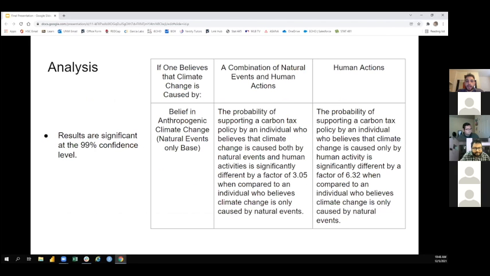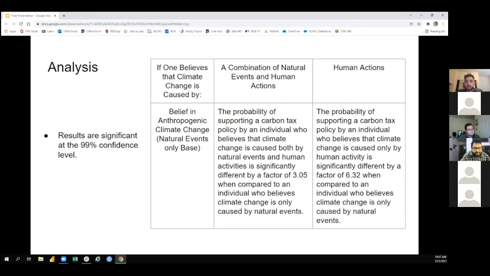And then when looking at the belief in anthropogenic climate change, we used a natural only events base. If an individual identifies that they believe anthropogenic climate change is caused by a combination of natural events and human actions, then the probability that they will support a carbon tax policy is significantly different by a factor of 3.05 compared to that natural only events base.